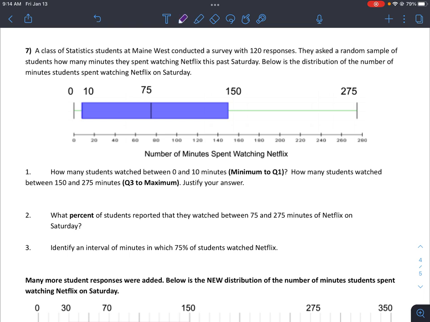So here we go. A class of statistics students at Maine West conducted a survey with 120 responders. They asked a random sample of students how many minutes they spent watching Netflix this past Saturday. Below is a distribution of the number of minutes students spent watching Netflix on Saturday. Okay, so they labeled it. They have, so we can't go past 0.